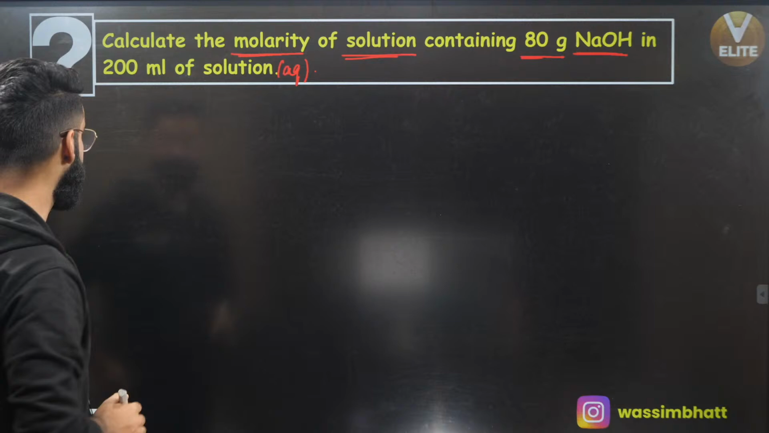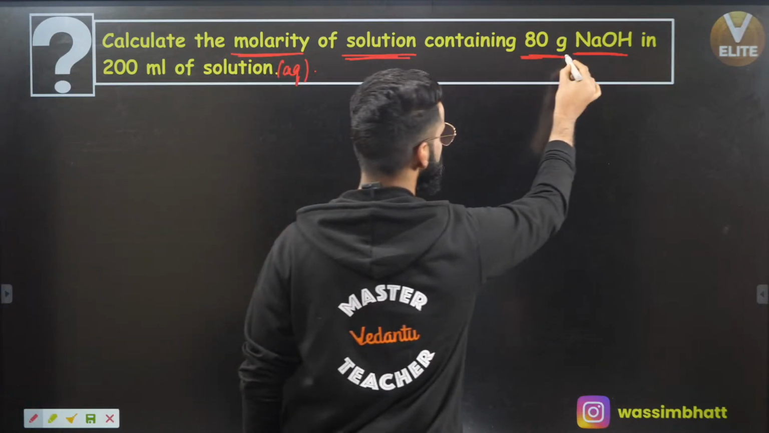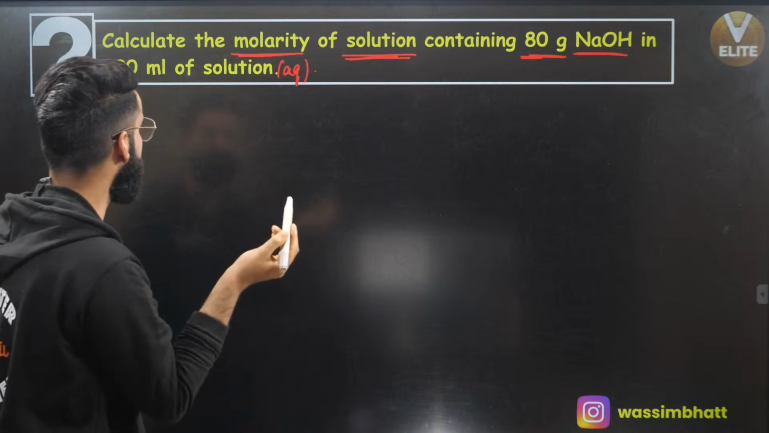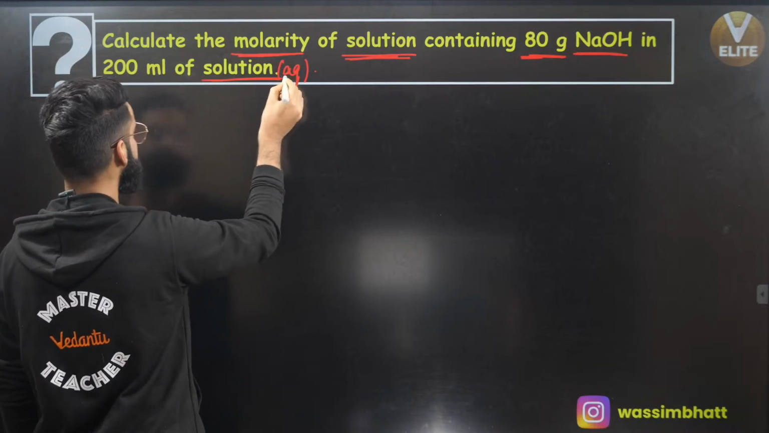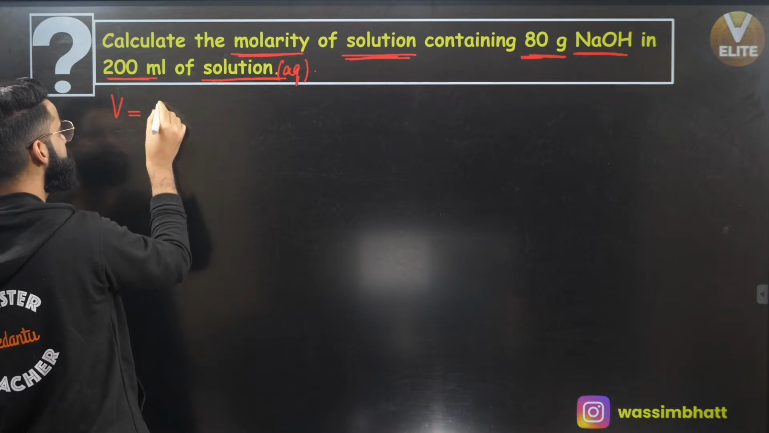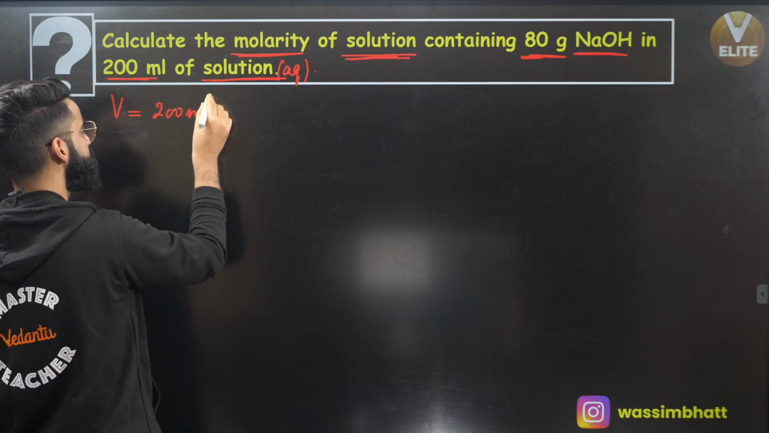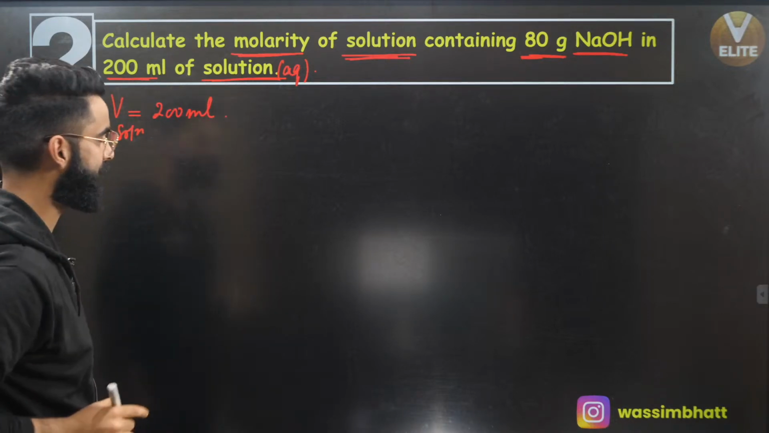All right, look here guys. Calculate the molarity of the solution containing 80 grams of NaOH in 200 ml of aqueous solution. So basically I have got an aqueous solution whose volume is 200 ml, correct? So the first data I got to know: volume of solution is equal to 200 ml, right?